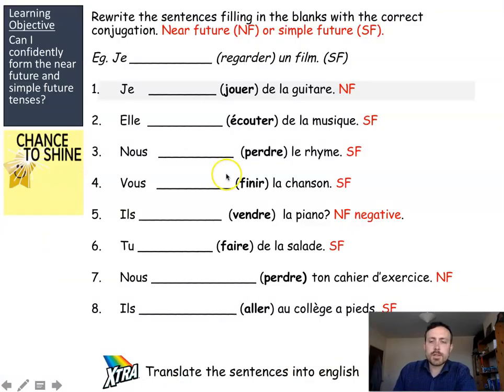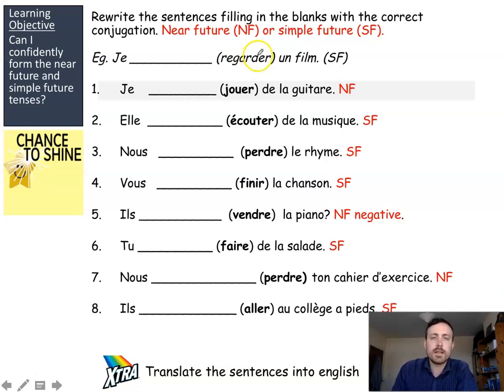Right, so this is a chance for you to practice and consolidate your learning on the near future and the simple future tense. I'll just quickly go through the instructions of the task. It says rewrite the sentences filling in the blanks with the correct conjugation. So we've got an example here. We've already got the pronoun done for you. So je needs to be conjugated with the verb regarder. It's an ER verb, and this one's regular. It's not on the irregular list. So just so you know, this activity will only include irregular verbs from the past slide.